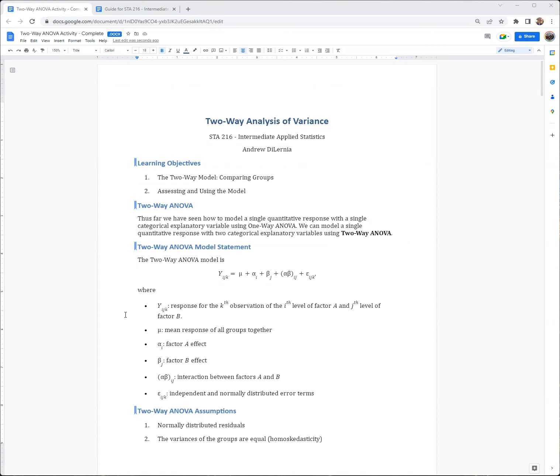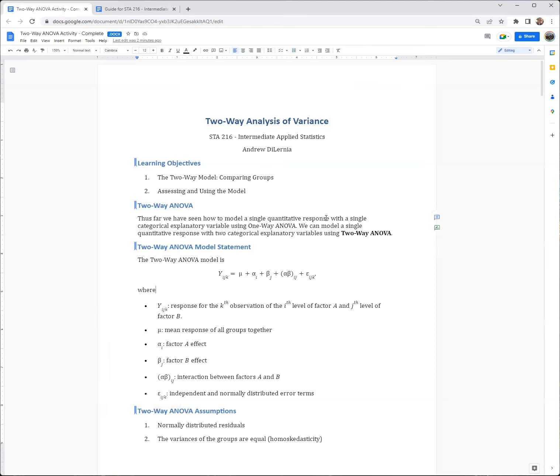So we've already seen how to use one-way ANOVA, which is useful in the case in which we want to compare a single quantitative response variable across several groups from one categorical variable. Two-way ANOVA is sort of an extension of this method in which we still have a single quantitative response variable, but now we have two categorical variables that are determining many different groups together.